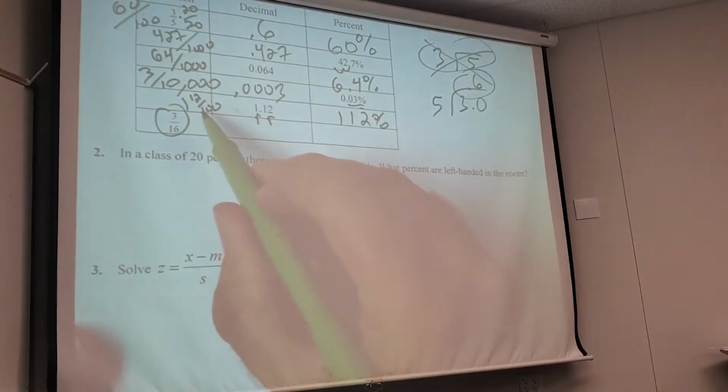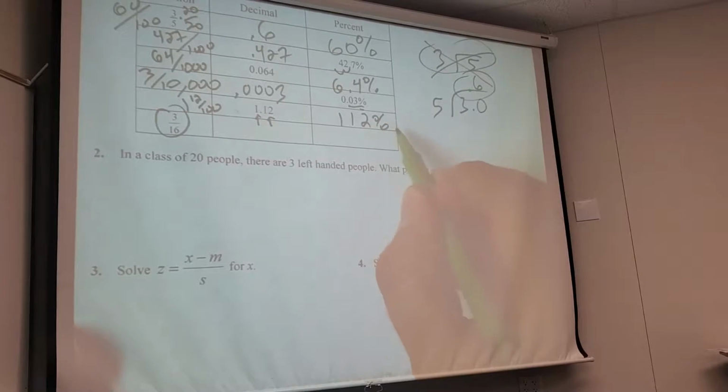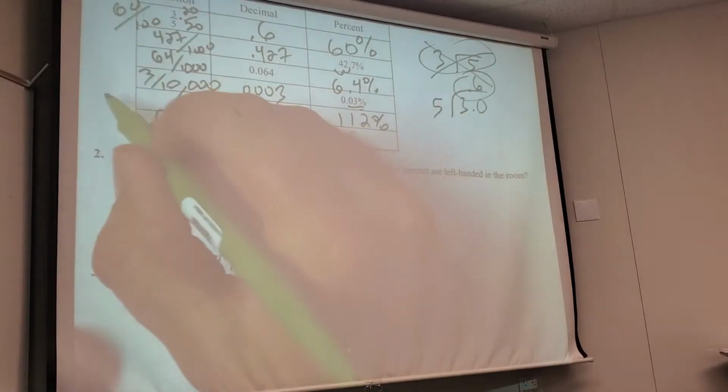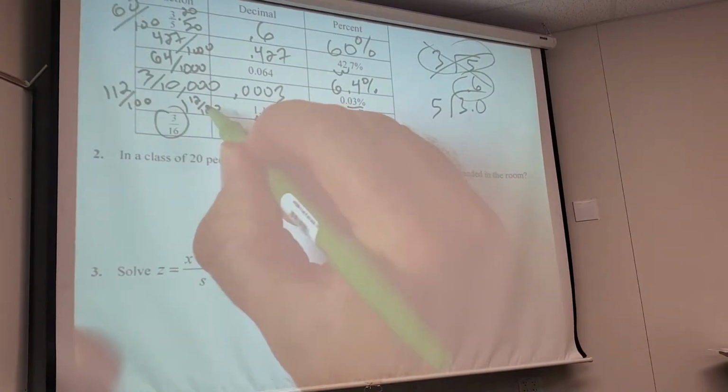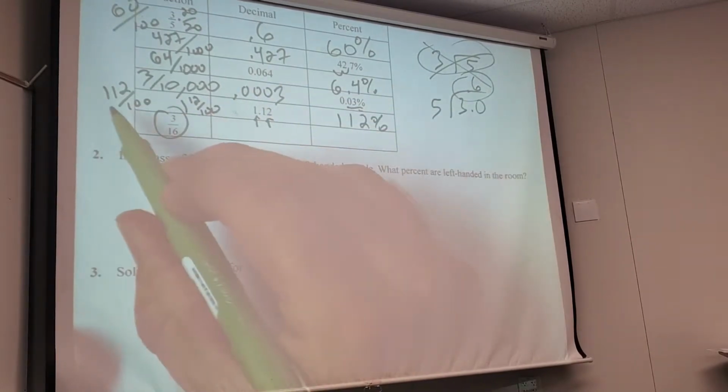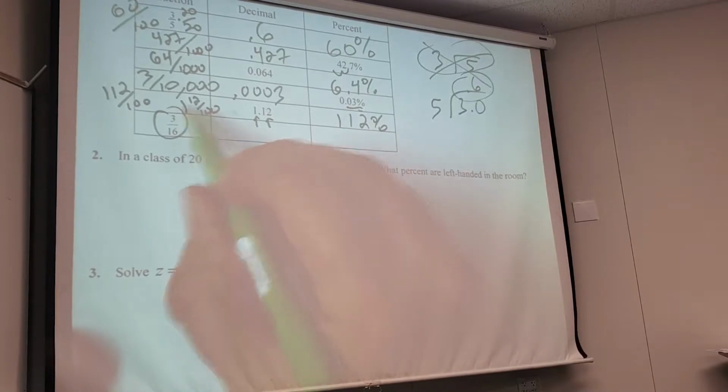Oh, real quick, the other way to do this one, what's percent mean again? Per 100. So this is also 112 over 100. Are these the same thing? Of course they are. How do you make this back into an improper fraction? 100 times 1 plus 12. Bam.